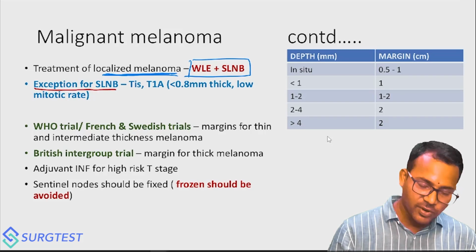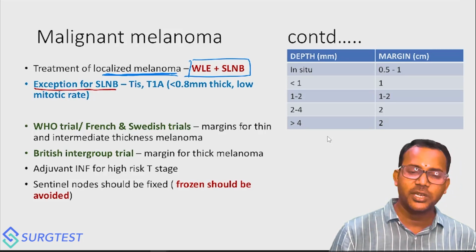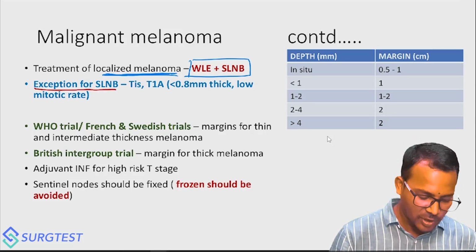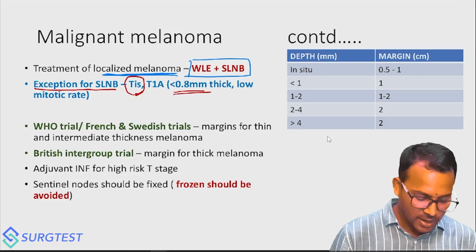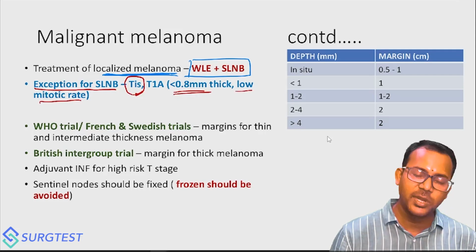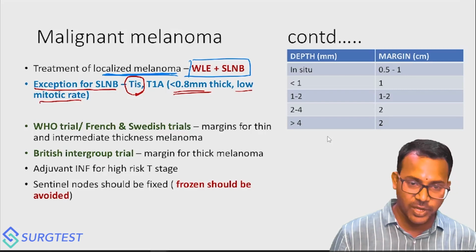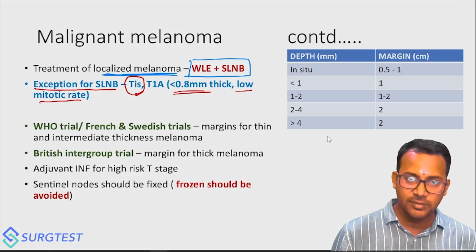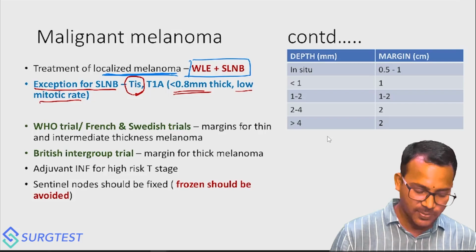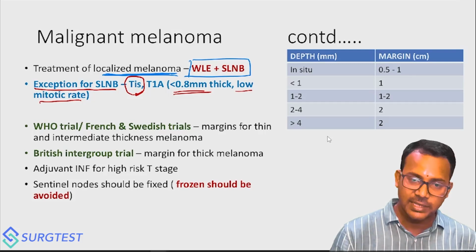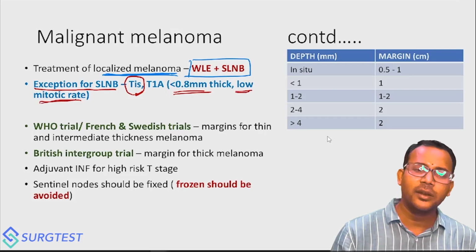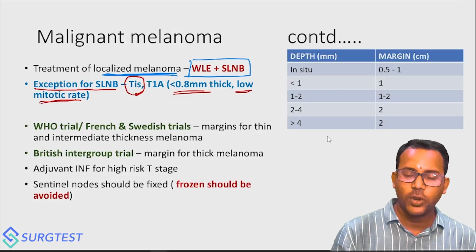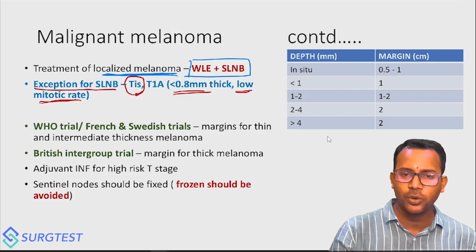Okay, the exception for this sentinel node biopsy is a patient wherein you have found malignant melanoma in situ, or a lesion which is less than 0.8 millimeters thick, that is T1A, and low mitotic rate. That means, and also not ulcerated. Let us say it is an unulcerated T1A lesion. T1A lesion is basically an unulcerated lesion which is less than 0.8 millimeters thick, and it has got a low mitotic rate. Then only you can avoid doing sentinel node biopsy, but still you have to do a wide local excision.